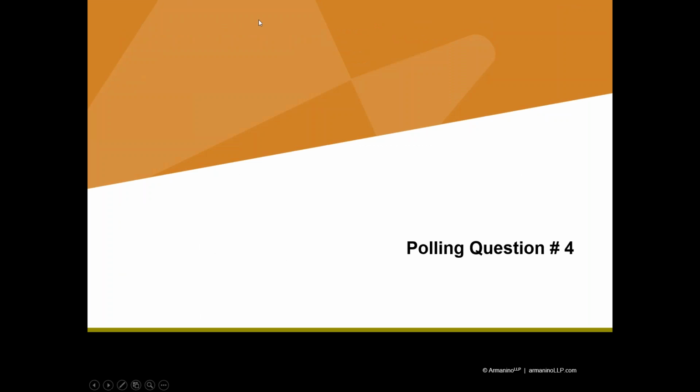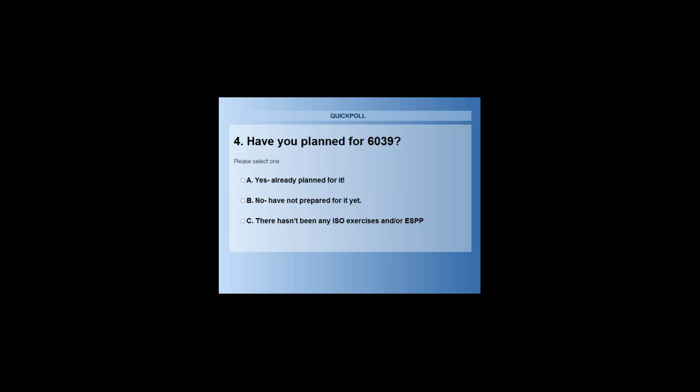We're on to our last polling question. This is something that we covered early on, but have you planned for your 6039 compliance? What you need to do on that front, again, is the information statements and the IRS reporting. Probably we should include the ISO surveys in there, the disqualifying disposition surveys, if you've done those.